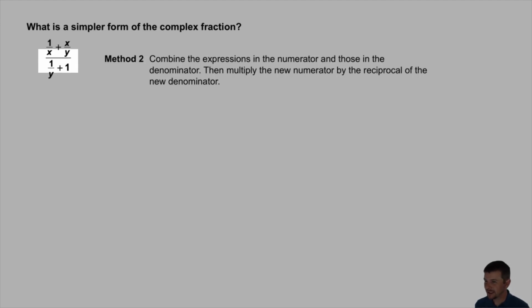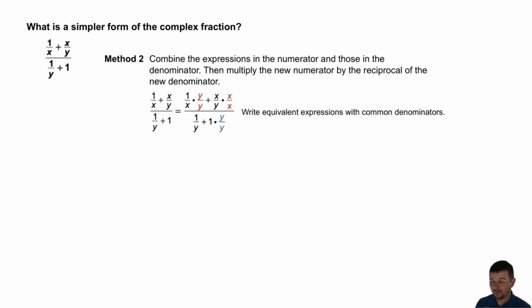Then shifting our focus to the denominator, we have 1 over y plus 1, so to achieve a common denominator, we'll multiply 1 on the right by y over y. Multiplying, that leads us to the expression y over xy plus x squared over the common denominator xy, over 1 over y plus y over that common denominator y. Adding, that brings us to y plus x squared over xy, over 1 plus y over y.